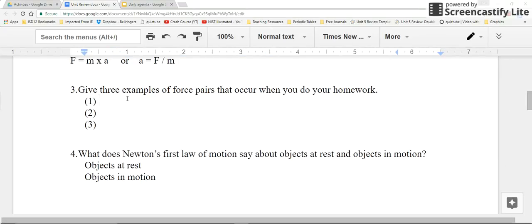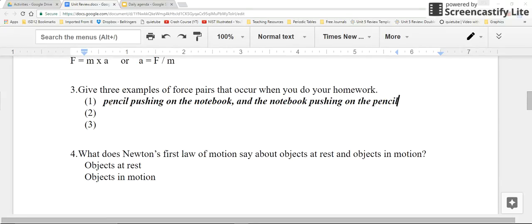So we also have this question: give 3 examples of force pairs that occur when you do your homework. I'm not going to give all 3 examples, but let's do one. Maybe the pencil pushing on the notebook when you're writing, and the notebook pushing on the pencil.